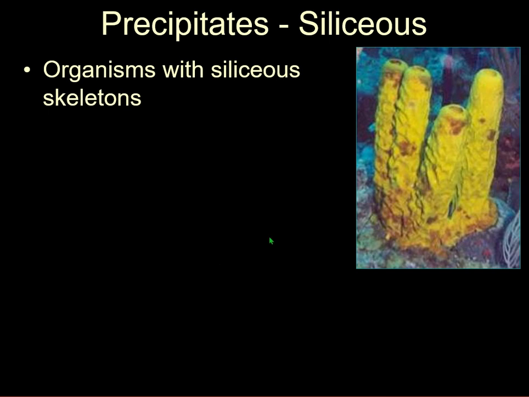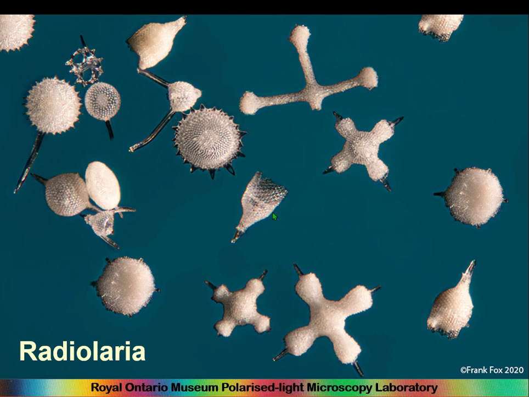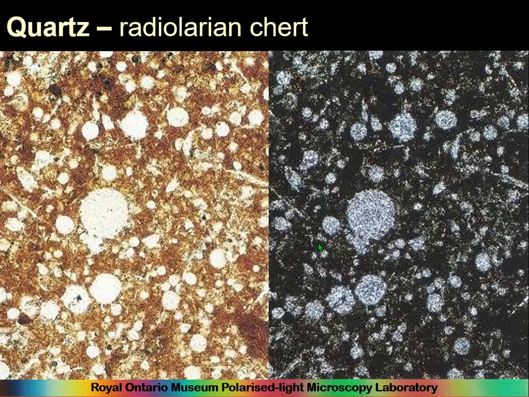Possibly more important from certain viewpoints are the siliceous precipitates from organisms with siliceous skeletons. This makes chert and flint and things like that. Of course, this is cryptocrystalline or microcrystalline quartz, and you can do fun things like make tools with it. So it's quite important, if you like tools made of stone. Some of those siliceous skeleton organisms are radiolaria, and so they will create radiolarian chert.